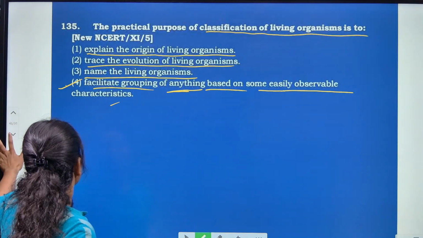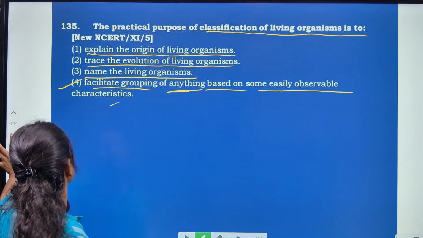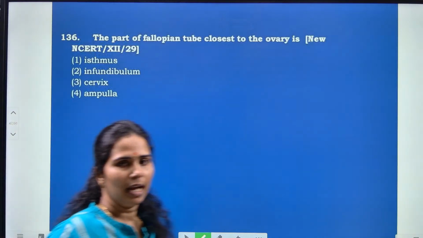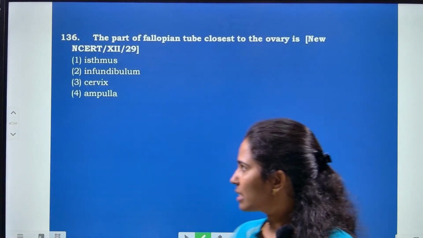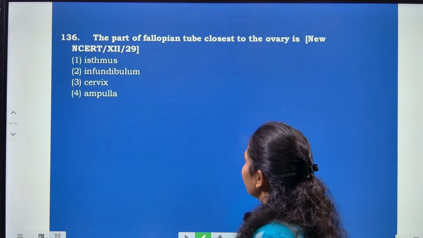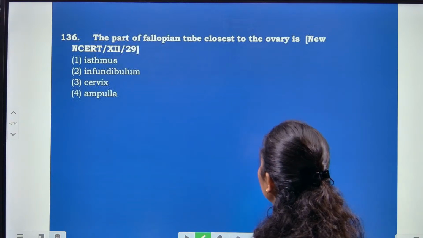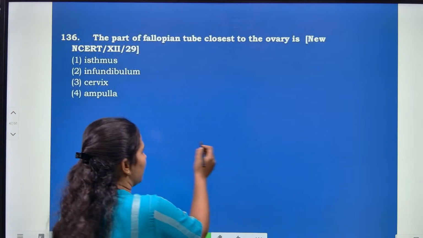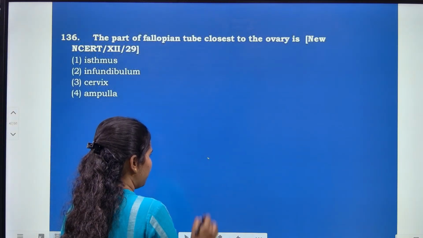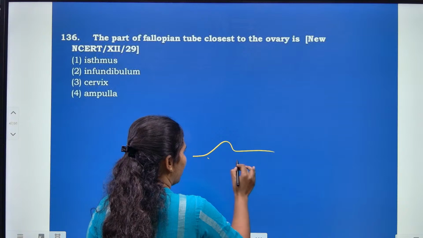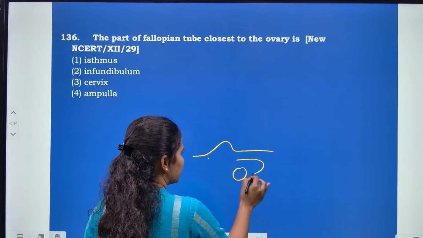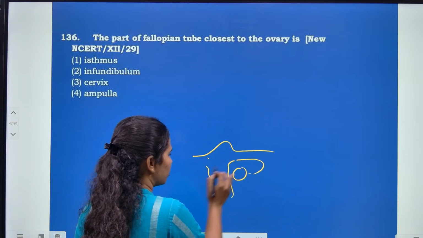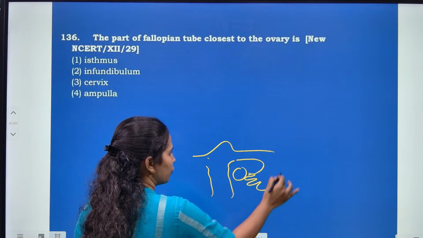Okay. So the zoology part of the NEET questions begins with question number 136, and let me see what question number 136 indicates. The first part of the fallopian tube, which is the closest to the ovary, is... So here, if this is the female reproductive system, and if this is the ovary which has been connected, and this is going to be the uterus, it is connected to the fimbriae here.